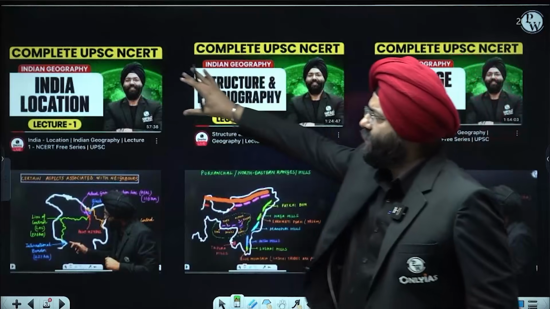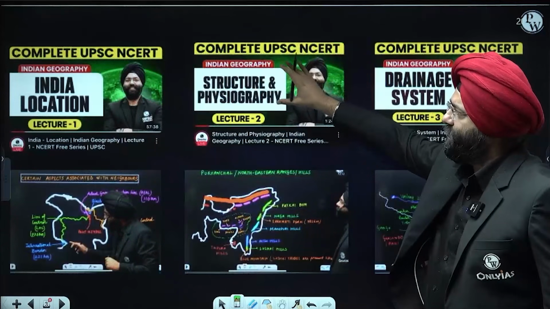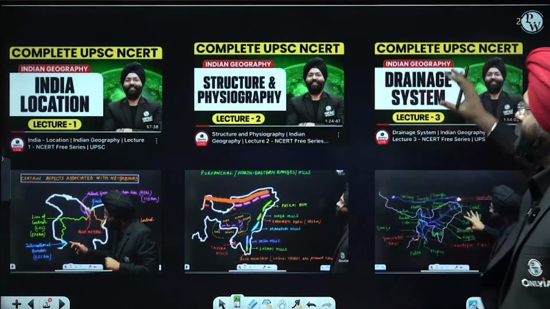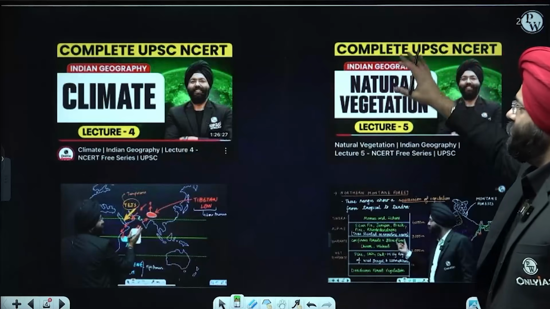We have already done a lot of chapters with respect to the Indian geography. Let's see. We have done the Indian location, that is chapter number 1. Then chapter 2, that is structure and physiography. Then we have the drainage system. We've also done the climate. We've also done the natural vegetation.